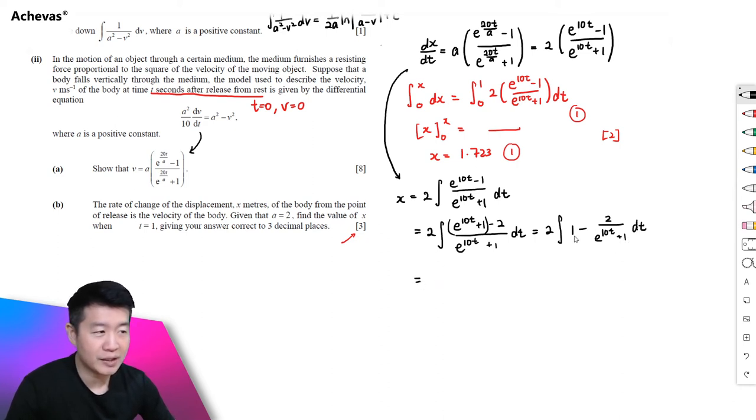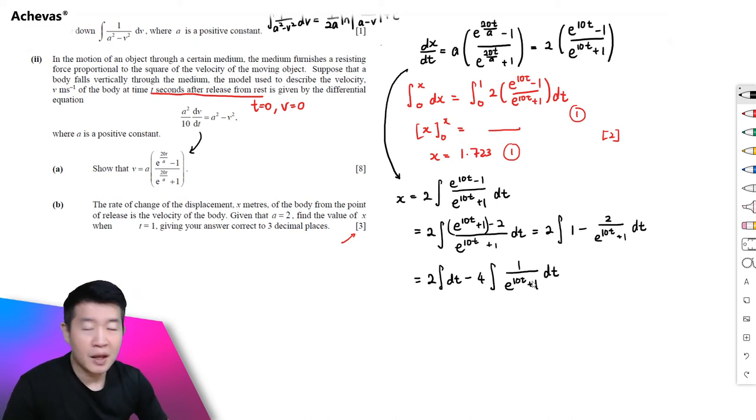So we will be integrating 1. Let me write it down. 2 integration of 1 dt minus 4, then integration of 1 over e^(10t) plus 1 dt. And to integrate this, I'm going to multiply the numerator and the denominator by e^(-10t), which will then give me this.